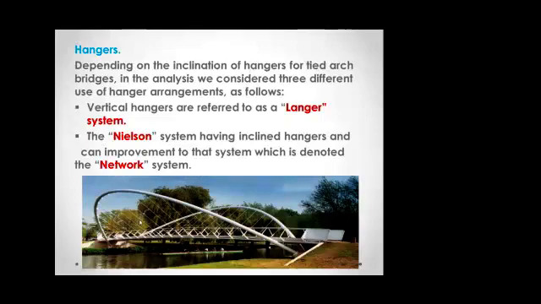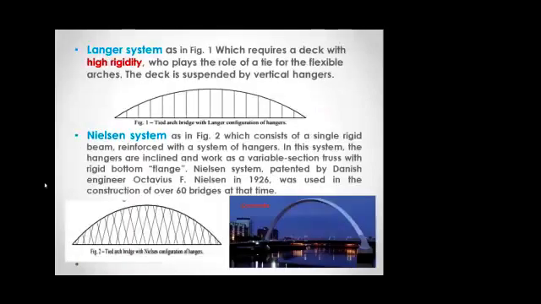You can see this is also one of the examples of a bridge. The anchors need not be vertical, you can have inclined anchors also, it is possible. The picture you can also see side by side. I will explain what the difference is between the Langer system and the Nielsen system.